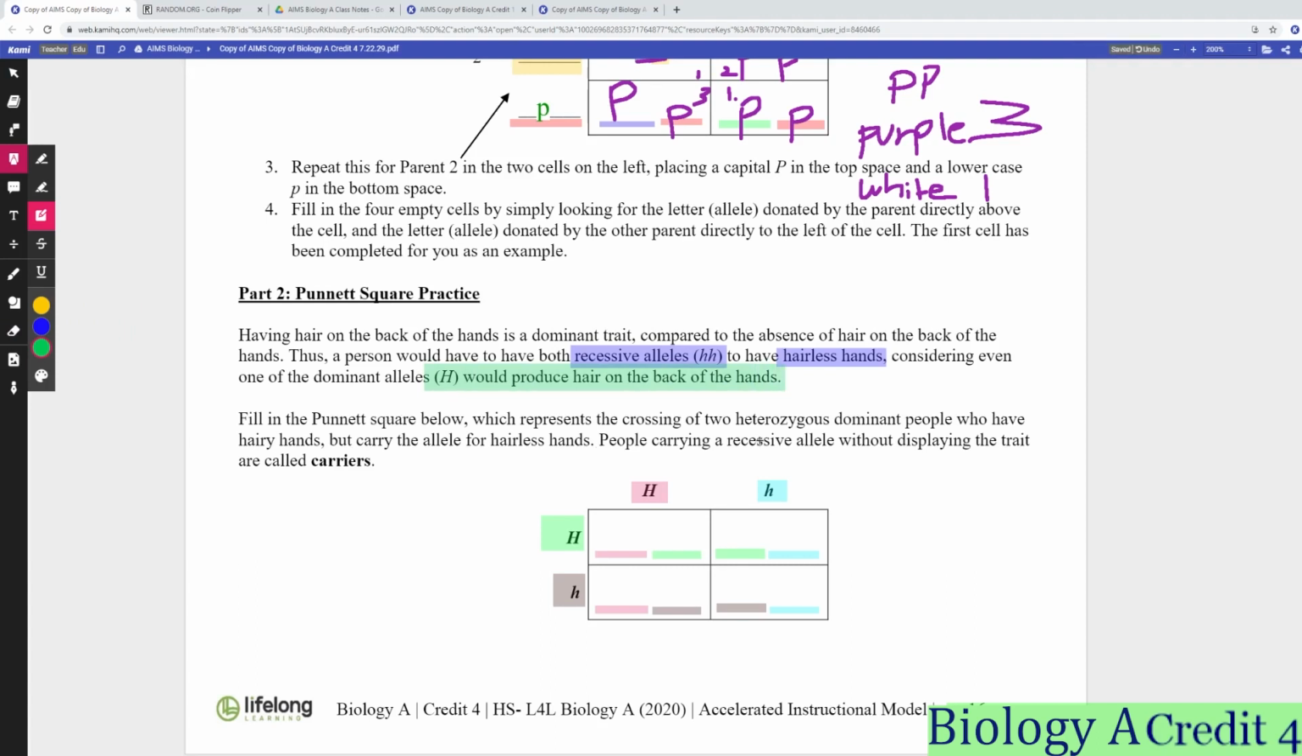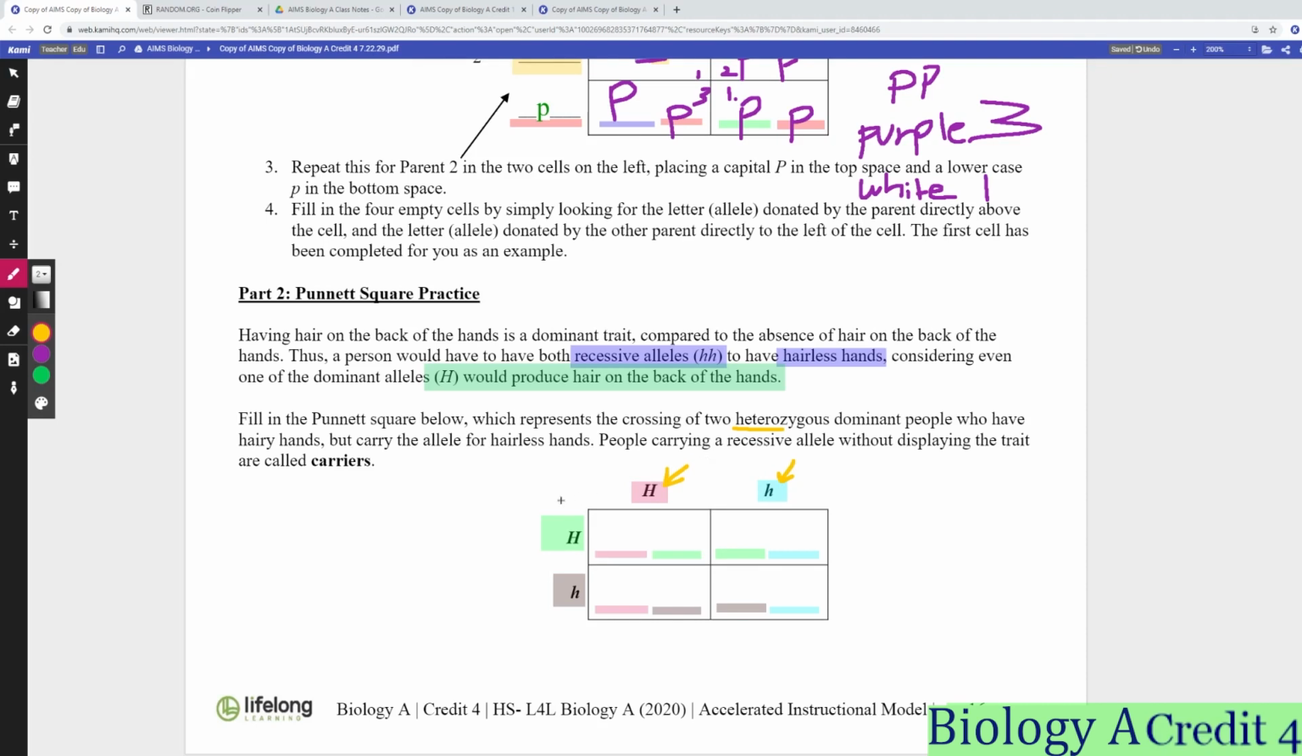So let's take a look here. We have two individuals. One of them is an individual that is heterozygous dominant. What that means is hetero is different. The two alleles they have to code for this trait are different from each other. If we take a look, we have a capital H and a little h. Yep, that's different, so that makes sense. That's heterozygous.